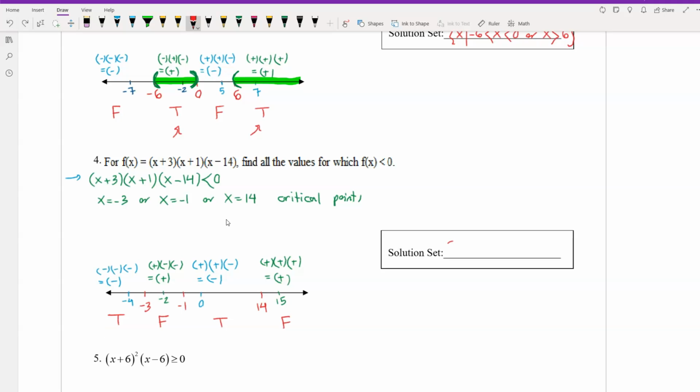Based on that, the solution set is x such that x is less than negative 3, or x is between negative 1 and 14. So on this part we don't have equal to, that's why I didn't use equal to here.